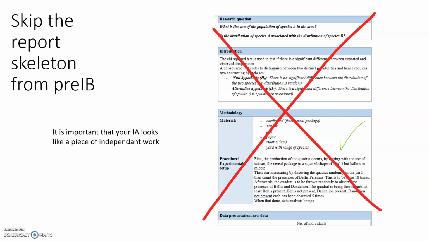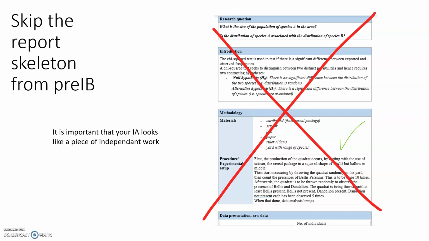So first of all, there's a few of you that continue to use the report skeleton that you got in pre-IB. It's not that the skeleton is bad, it's just that the skeleton is designed to help you learn how to write reports, and then eventually you should skip the skeleton and do it yourself, right? So of course keep the headings and all that, but if you continue to put it in a table like this, it doesn't really look that independent.